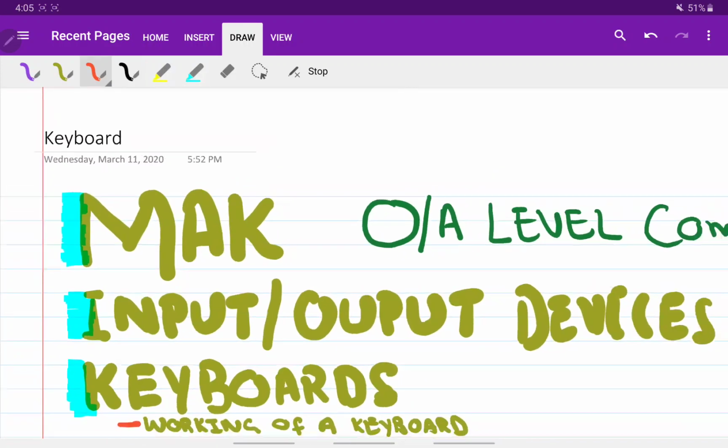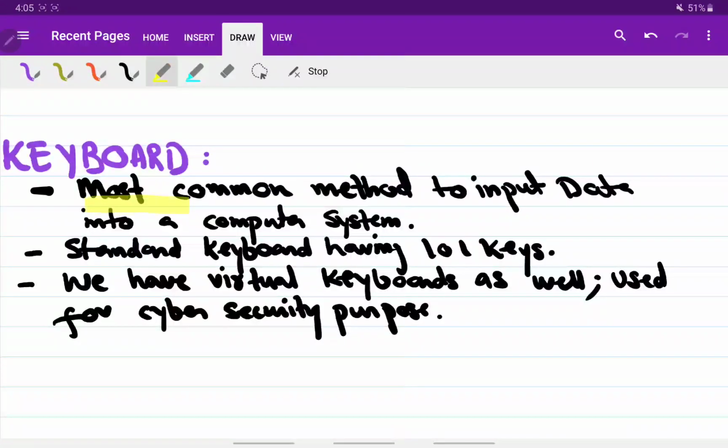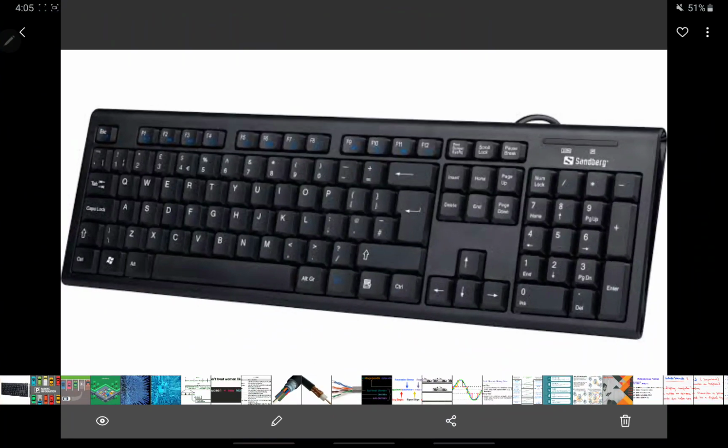Now, the keyboard is the most common method to input data in a computer system. Standard keyboards have 101 keys, and we have virtual keyboards as well. Virtual keyboards are generally used for cybersecurity purposes. To avoid any kind of spyware activity, we go for virtual keyboards. Now, let me show you a keyboard as well. This is how a keyboard looks.